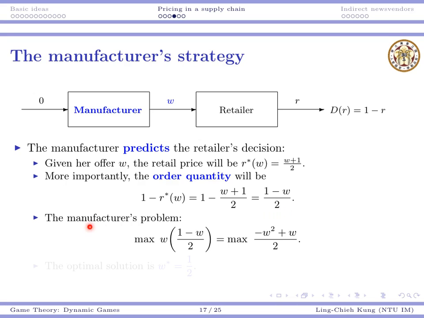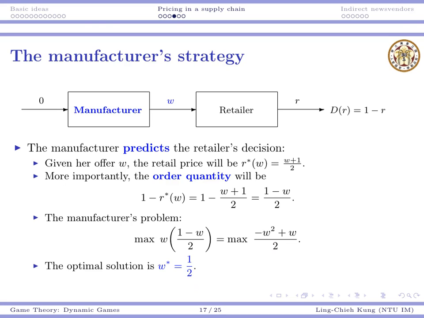So now the manufacturer can formulate her problem. Sales margin is W because there is no cost here, and the demand as a function of W is here. So we can see again, this is a concave function. This is a convex program. First order condition, we can see that the optimal wholesale price is 1/2. The manufacturer as the leader will choose 1/2 as the wholesale price.